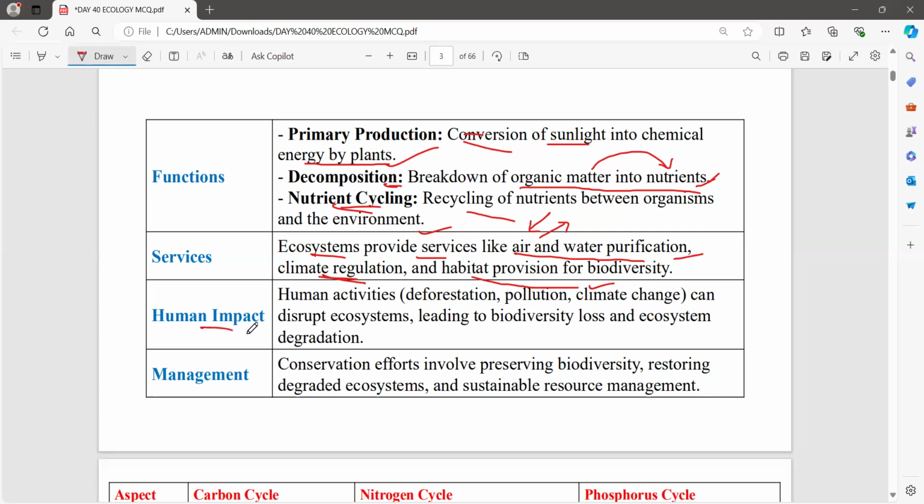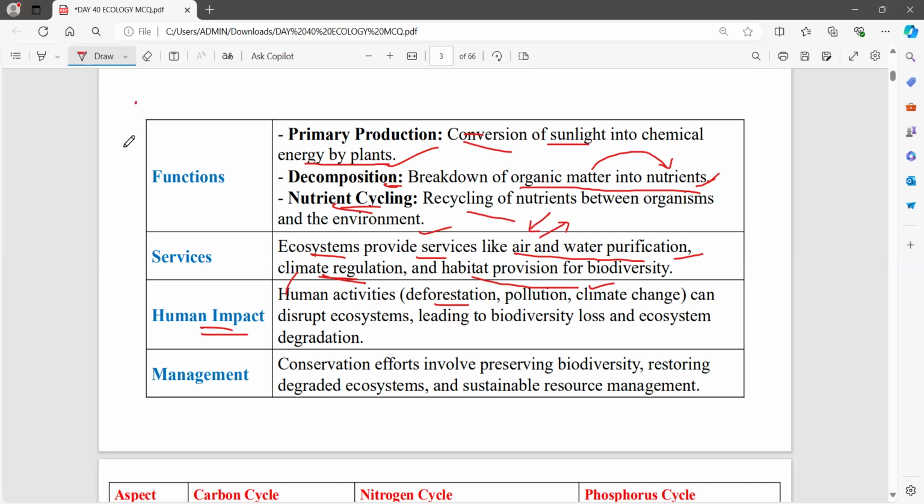Now, what will be the impact on humans? Human impact: what we are doing to destroy the environment, and more specifically that will be deforestation. Nowadays, the concrete buildings are very, very high. One single person has a lot of desire to build 5 to 6 houses. Okay. So for that, definitely we have to eradicate a larger number of trees.